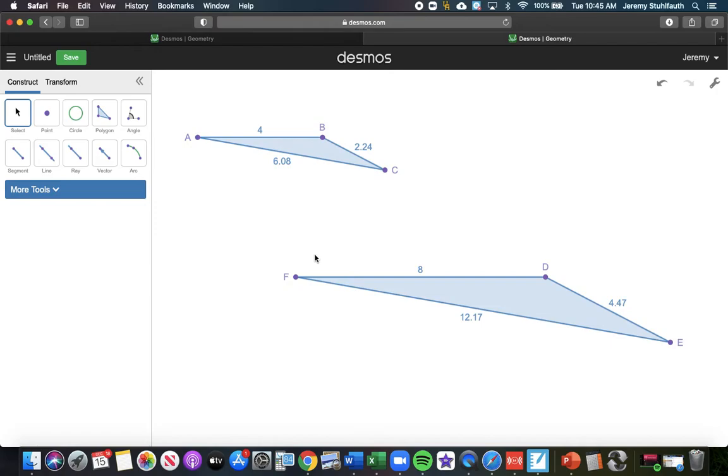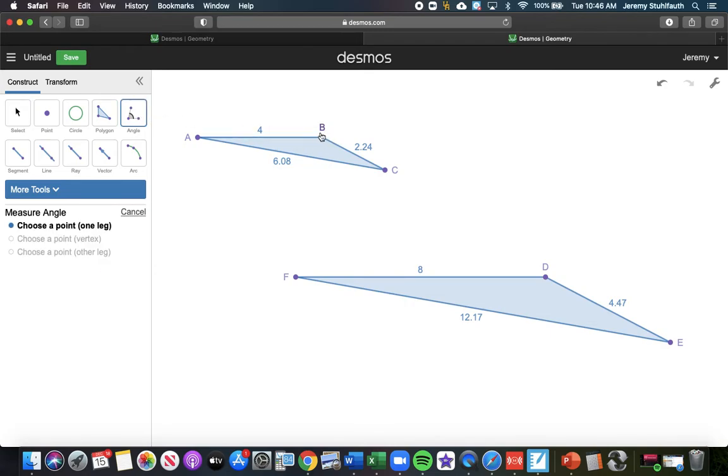Okay, so we're going to compare the corresponding sides and the corresponding angles. If you look at this, you can see 4 and 8, 2.24, 4.47. This will be off just a little bit because of the rounding that Desmos does. 6.08, 12.17. You can see that triangle DEF is twice as big as BCA. Now, for the next part, we want to look at the angles, because just because the sides are proportional does not necessarily mean that the triangles are similar. We need to compare the angles.